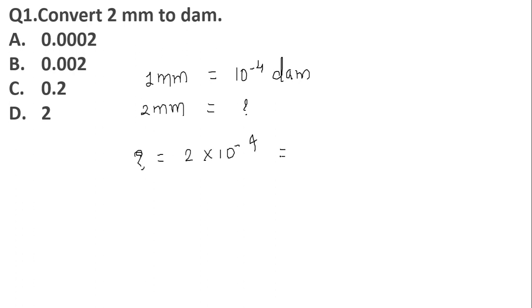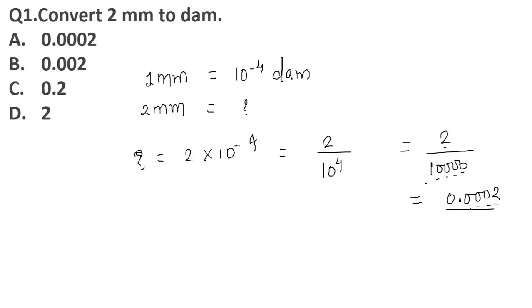So can I write this 2 into 10 raised to minus 4 as 2 divided by 10 raised to 4? Yes. So what is 2 divided by 1, 2, 3, 4 zeros? This will give me 0.0002. That is, decimal point after 4 digits we have to give, because there are 4 zeros, 1, 2, 3, 4. So correct answer for the given question is option number A.